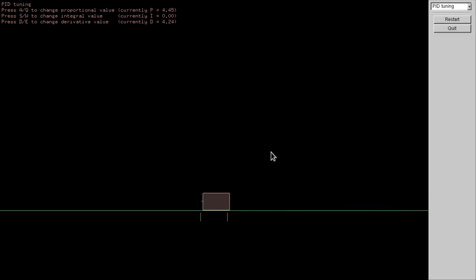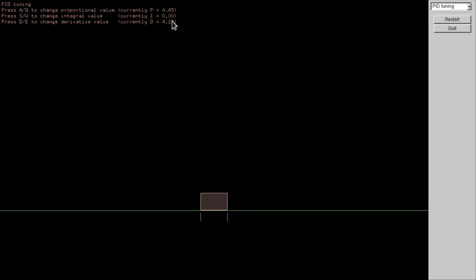So we'll get it to stop there. And by balancing these two values, you can get it to go either into the center quicker with a little risk of overshooting, or you can err on the side of not overshooting and end up with a slower final time to get there.